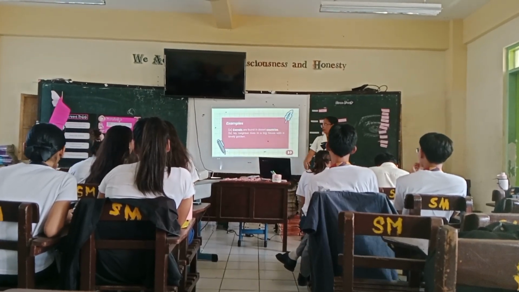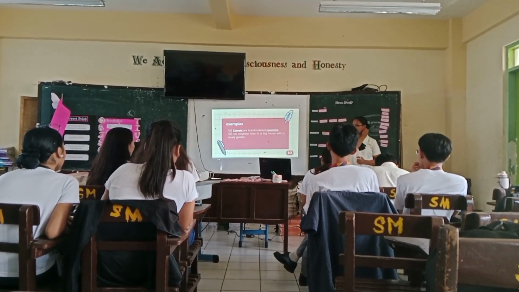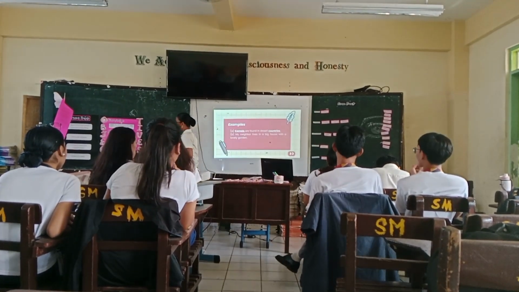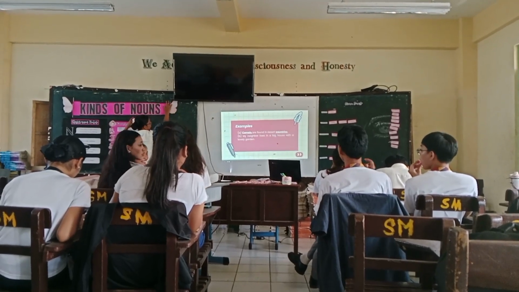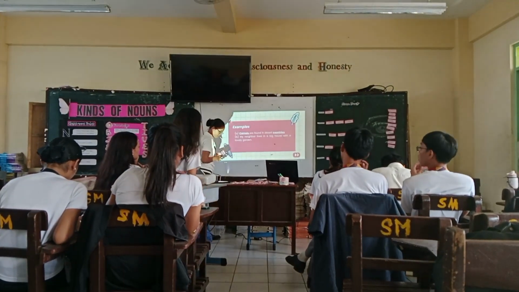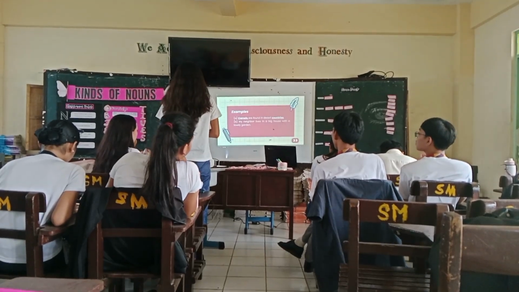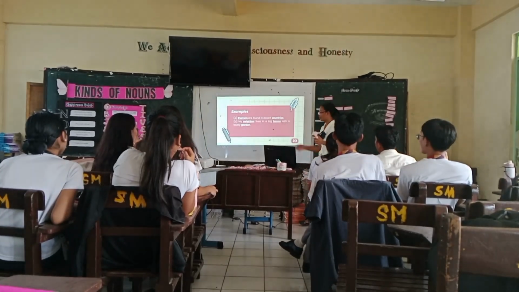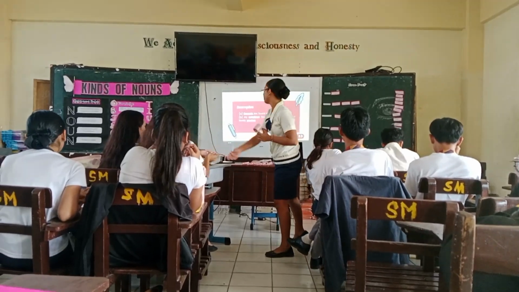In the second example, "My neighbor lives in a big house with a lovely garden." What is our common noun here? There are a lot of common nouns here. Can you give me an example? Yes, Drew? I can try, but I think the common nouns are neighbor, big house, lovely garden. Okay, let's check your answer. Okay, that's correct. So that is our common noun. Do you understand what a common noun is?